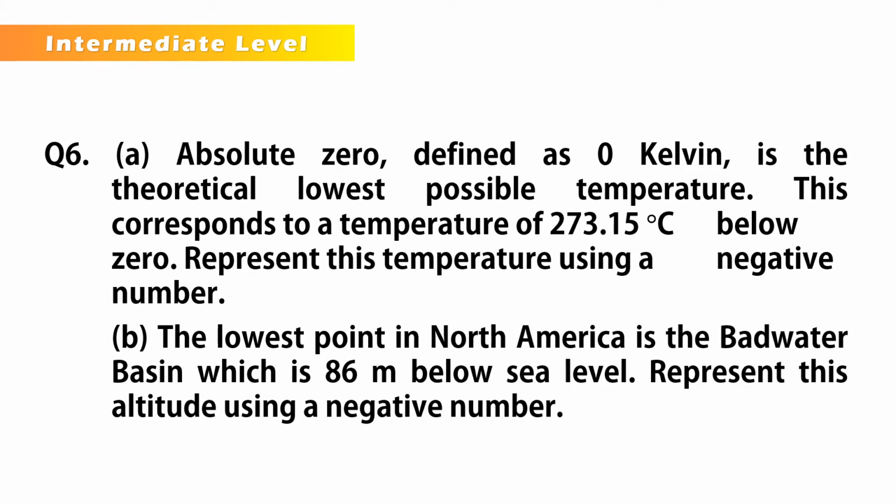Part A, absolute zero, defined as 0 Kelvin, is the theoretical lowest possible temperature. This corresponds to a temperature of 273.15 degrees Celsius below zero. Represent this temperature using a negative number. Part B, the lowest point in North America is the Badwater Basin, which is 86 meters below sea level. Represent this altitude using a negative number.